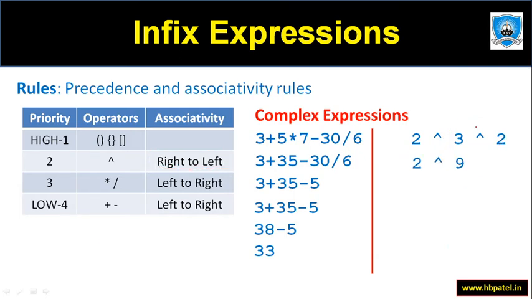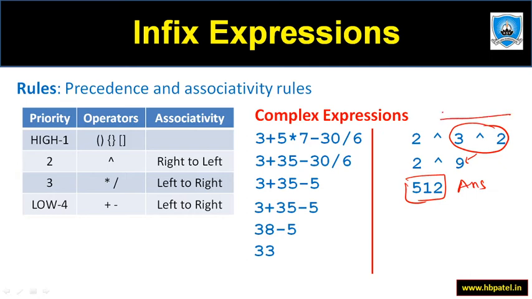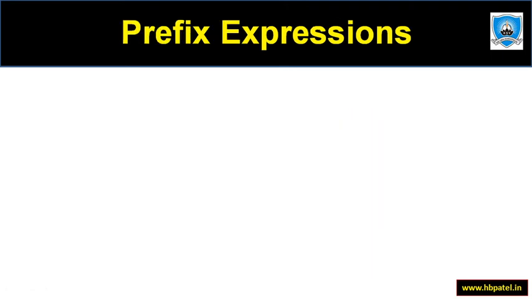So first it will do 3 raised to 2, which is 9. Then 2 raised to 9, and 2 raised to 9 is 512. So this is the answer. In this case we go right to left. If you go left to right, the answer may differ.